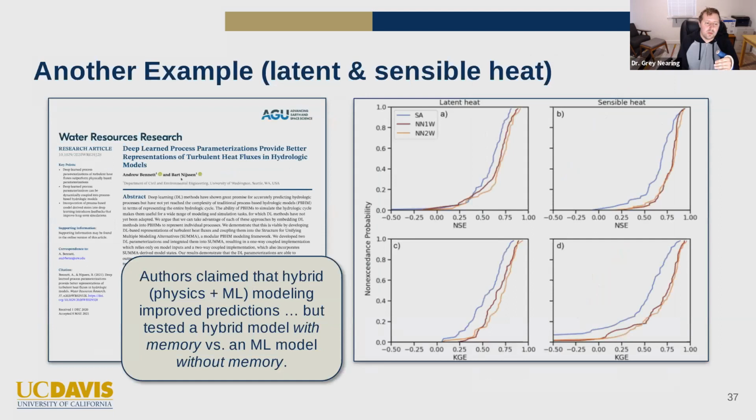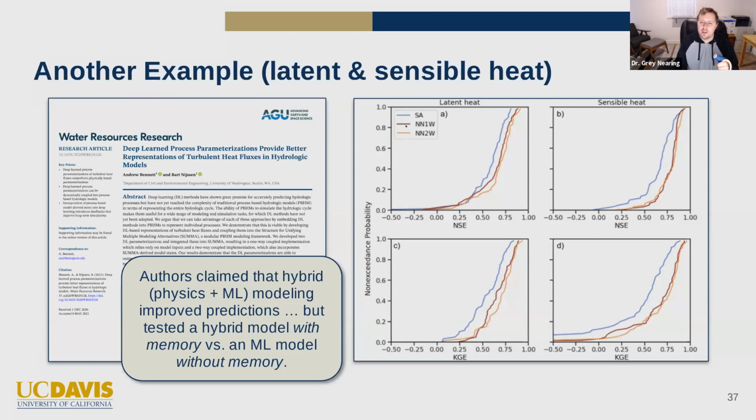This is an example from University of Washington, Bart Nijssen's group and Andrew Bennett. Basically, they added a machine learning component to an existing land surface model to predict evaporation. So the land surface model acted as it normally does, but the evaporation equation, which would be something like Penman-Monteith usually, or one of the other evaporation equations, they replaced it with a neural network that was trained in a pretty robust way. And they found that this hybrid model did better at predicting latent and sensible heat fluxes than either the neural network by itself, which is the red model. The coupled model is the orange.